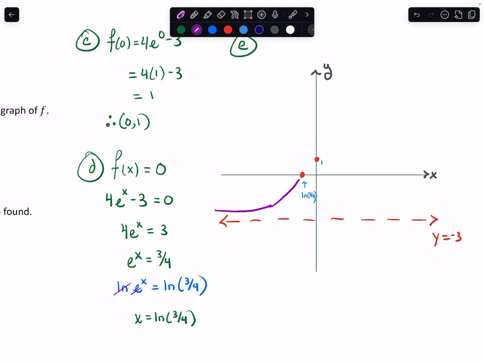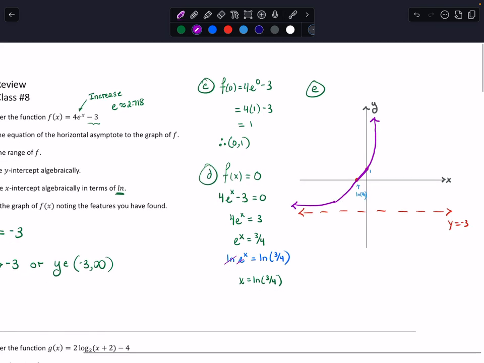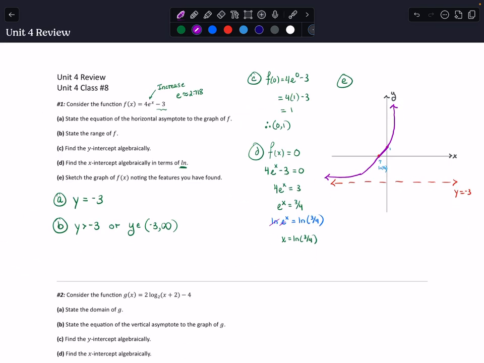So it's got the exponential function growth shape. It doesn't look super pretty, but that's good enough. Make sure you put some tails on the ends of those graphs, arrows. Cool beans? Not too bad.